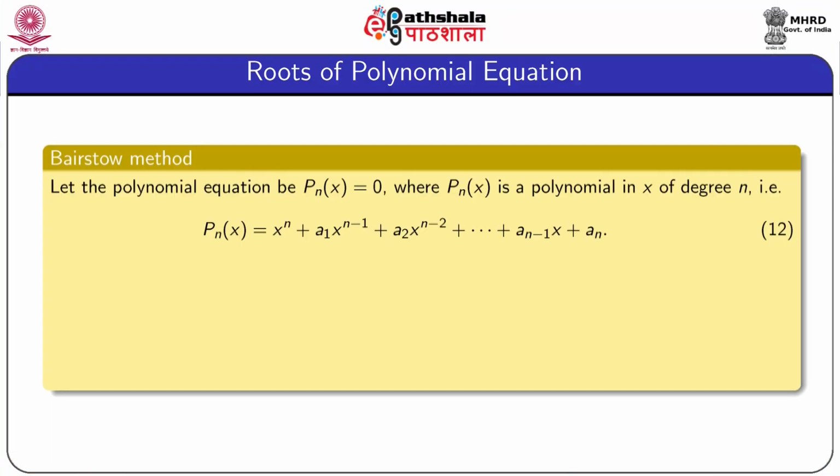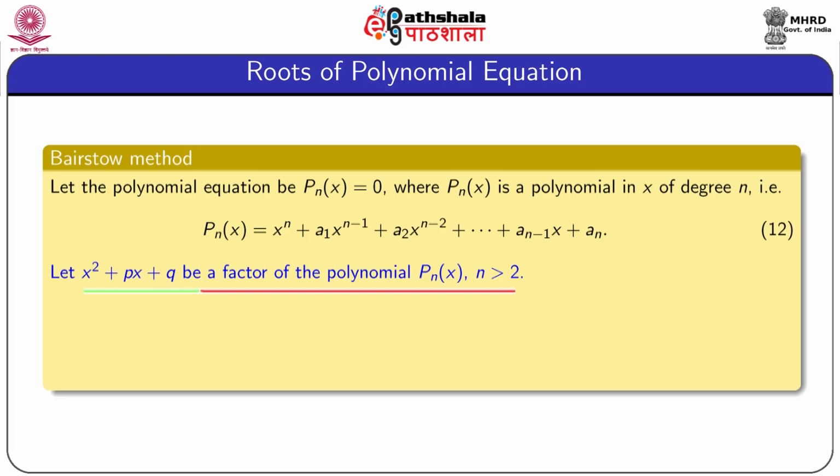Now, we describe another method called Bairstow method to find all roots of a polynomial equation. The main principle of this method is to extract a quadratic polynomial from the given polynomial Pn(x). And it is well known that finding the roots of a quadratic polynomial is a very simple task. Now we describe the method to find all roots of a polynomial equation Pn(x) equal to 0, where the polynomial Pn(x) is defined in equation 12. Let x square plus px plus q be a factor, particularly a quadratic factor, of the polynomial Pn(x), where n should be greater than 2.